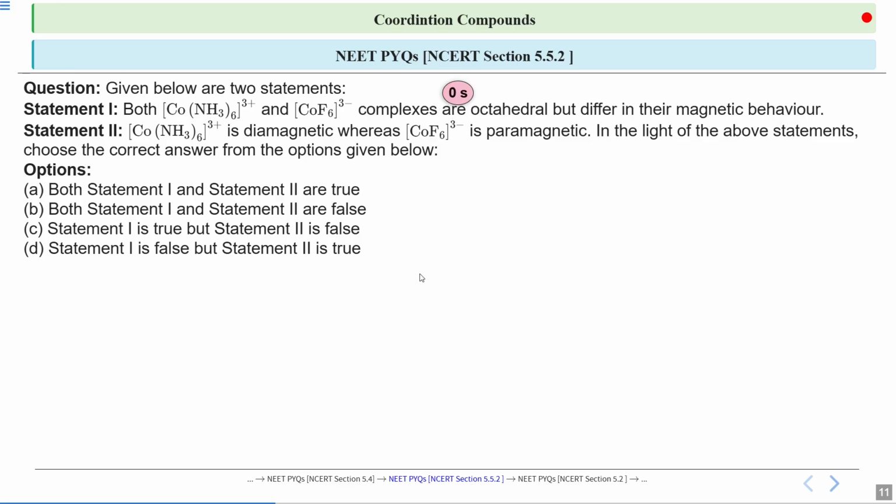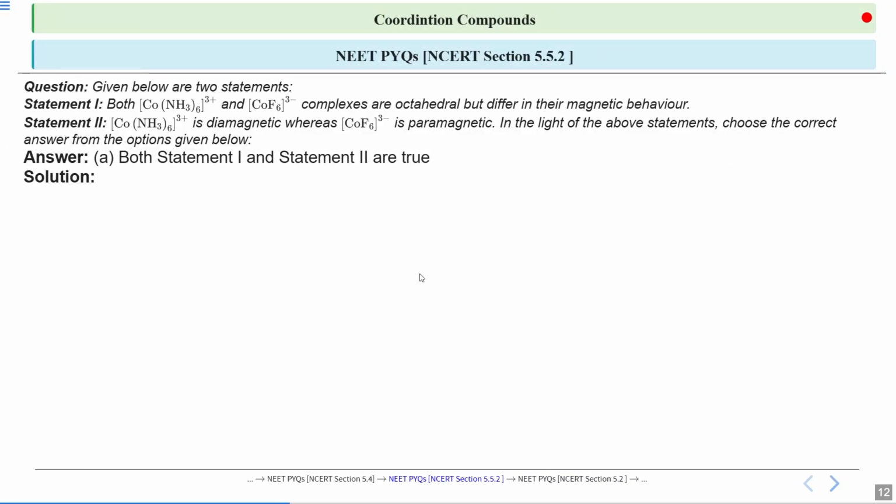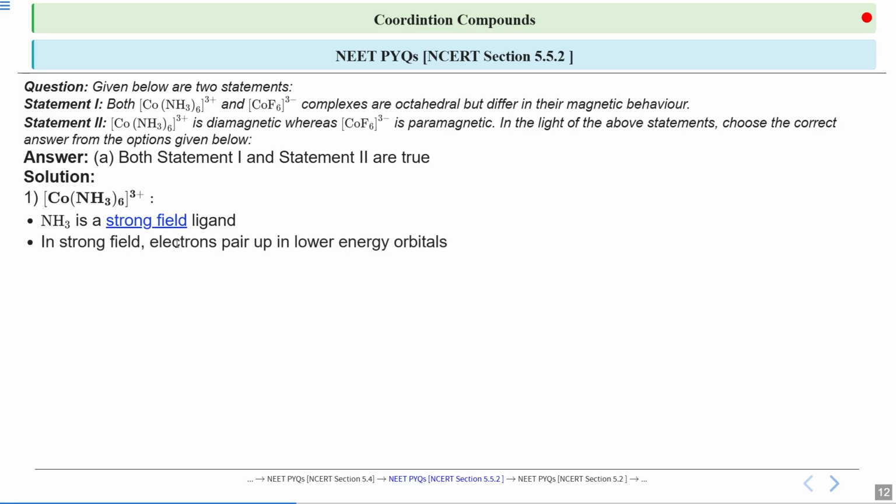Okay, let's see. So for this question, the correct answer is option A, that is, both statement 1 and statement 2 are true. So we have this first complex, that is [Co(NH3)6]3+. Let's know about this. Here, ammonia is present as a strong field ligand, right? So in the strong field, the electrons will pair up in the lower energy orbitals, right?